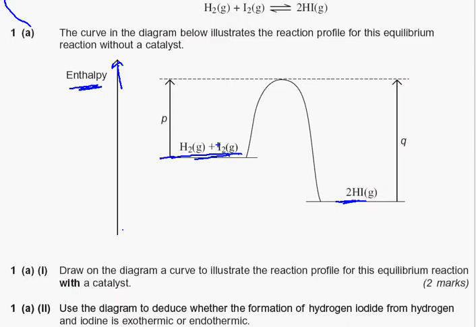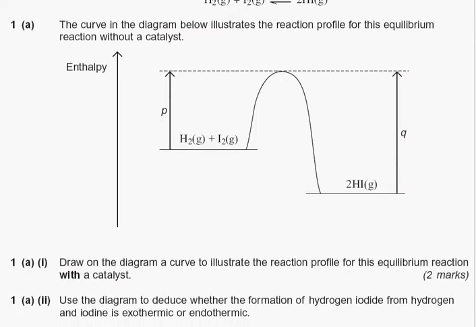So let's just switch this pen off and see if everything disappears. Right, and it does, which isn't too bad because that means we can clear and have a look at the questions. It says, draw on the diagram a curve to illustrate the reaction profile for the equilibrium reaction with a catalyst. And there are 2 marks for this.